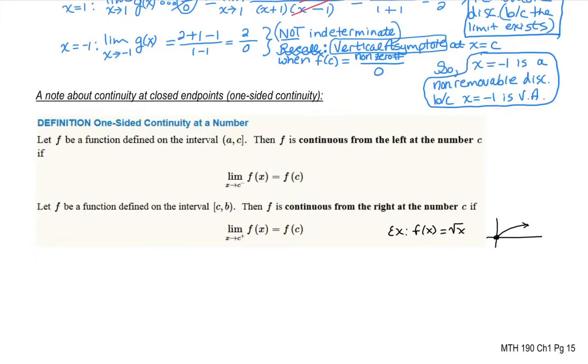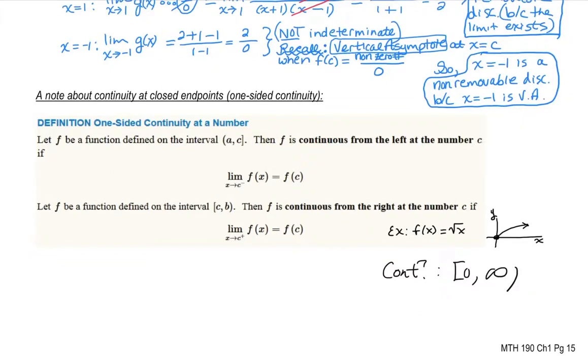Now, before this whole precise three-step definition conversation, if I had asked you where f of x is continuous, most students would say it's continuous on the closed interval from 0 to infinity. You would have included the endpoint. And that would be correct.